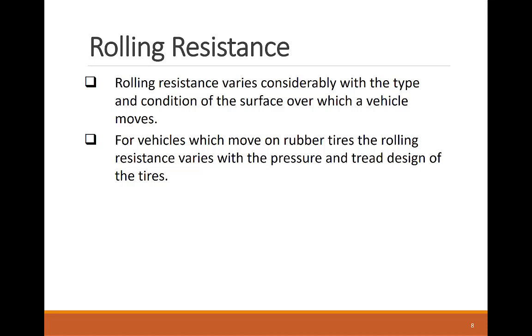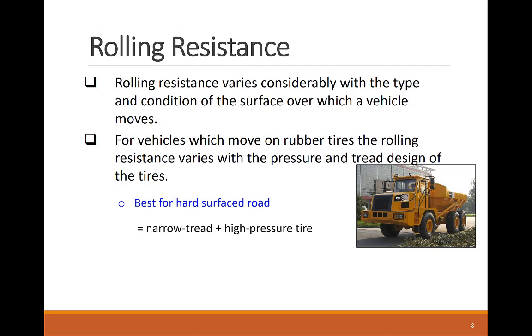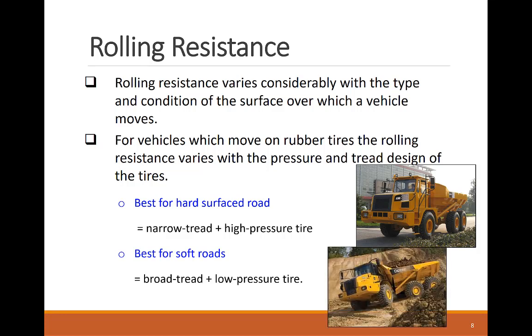From its sources, you can conclude that the rolling resistance is majorly controlled by the haul road condition and the interaction between the equipment tires and the haul route surface. To reduce the rolling resistance on hard surface roads like asphalt, it's better to use tires with narrow tread and high air pressure. On the other hand, soft roads like natural soil will be better matched with broad tread tires with low air pressure.